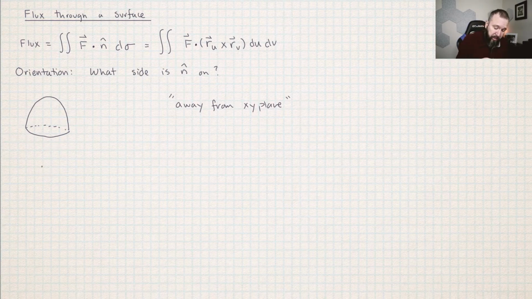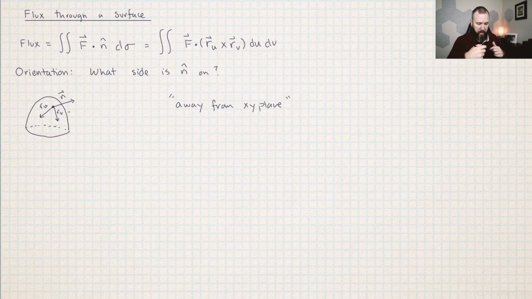So what you do is you look at the parameterization and you ask yourself, which way would the little point move if I increased u? And that will give you some vector. Let's suppose that it points in this direction. So that would be the partial u derivative of the parameterization. And then suppose that you ask the same question and you got some other vector like that, like r sub v. Now, at this point, we're trying to say we want the vector to be pointing away from the xy plane. So that's this vector that points in this direction right there.